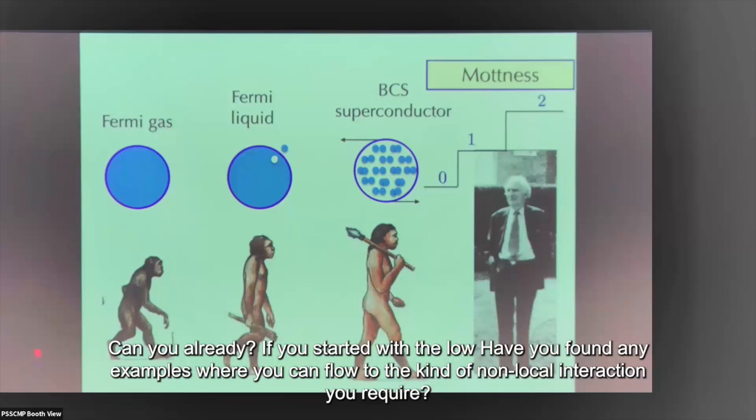Thank you very much for the talk. If you started with the local interactions, have you found any examples where you can flow to the kind of non-local interactions you require?